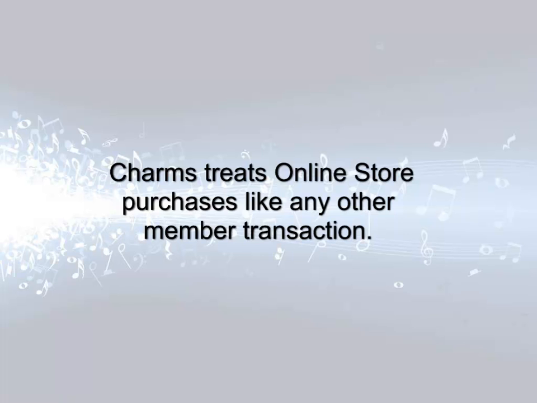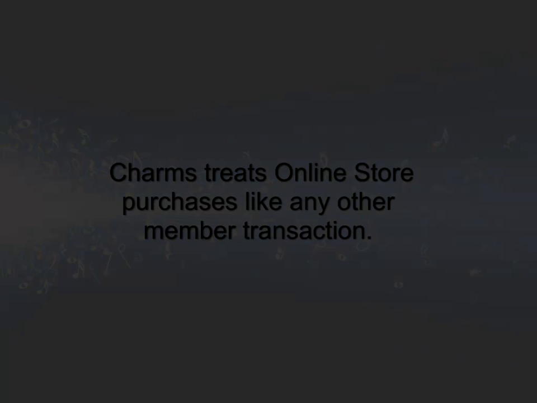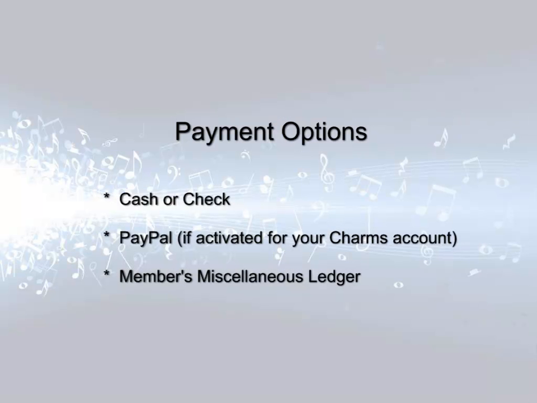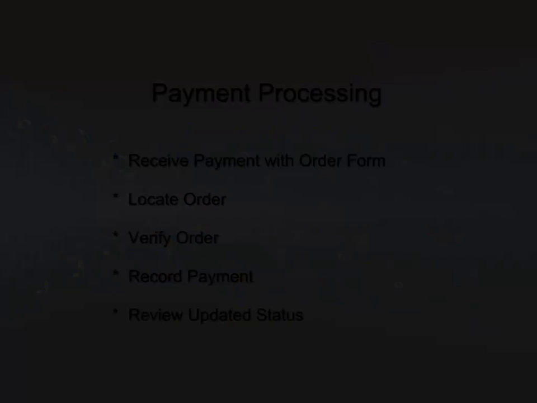Because your members must log into Charms with a password, Charms treats online store purchases just like any other member transaction. Your customers have several options available to pay for items they order. They can send in cash or check along with a printout of the order form itself. They can pay using PayPal if you have that activated in your account, or they can even request that an order be paid for using funds in the member's miscellaneous ledger. We will address all 3 options in this video.